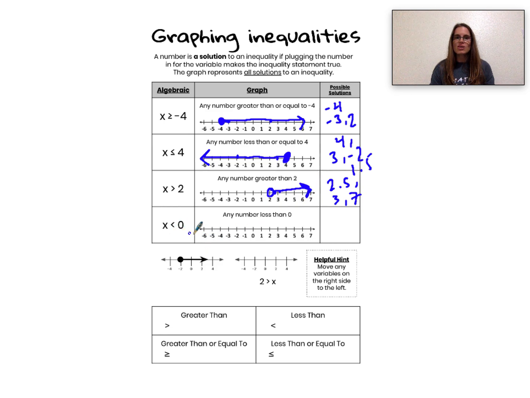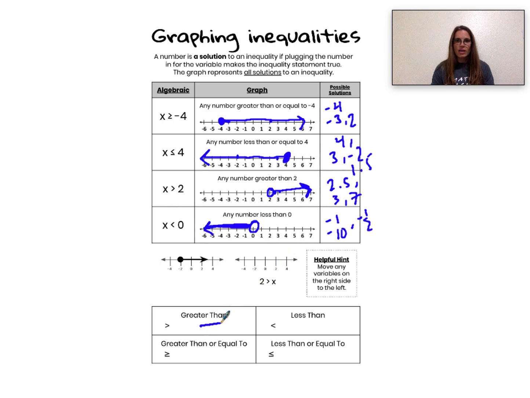Similarly here, no equal sign, x is less than 0. 0 is not part of my inequality. It is not a solution to my inequality. However, -1 is, -10 is, -1/2. Any number less than 0, but 0 is not a solution to my inequality. So I use an open dot there, not filling it in, and draw an arrow to the left.